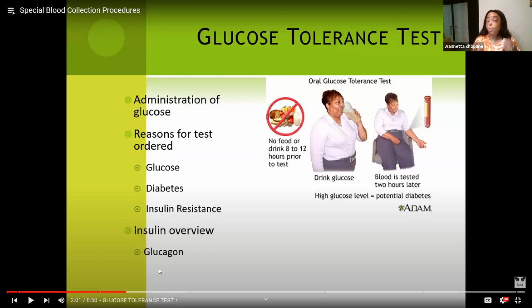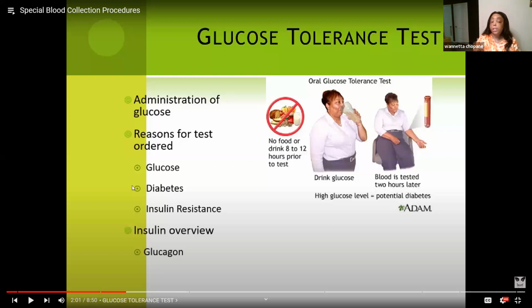to draw their blood. Because what this test is, as you see the word tolerance in there, is that the doctor wants to know how well your body can tolerate all this sugar in a short period of time, and see within a 2-hour time frame how much sugar your body was able to let go, or basically how well your body tolerated that sugar and how much actually stayed in your body. Okay, so that's what you're doing.